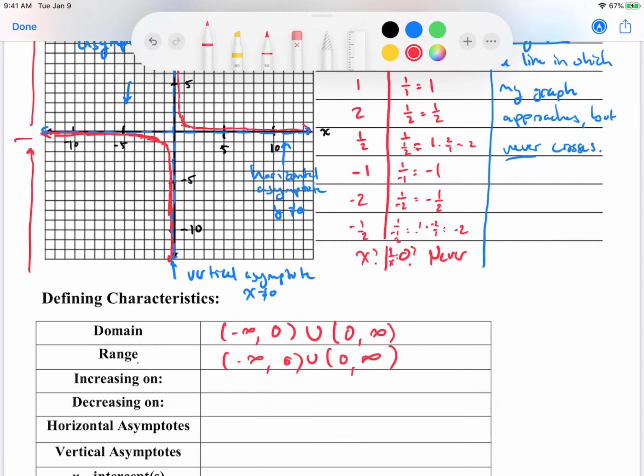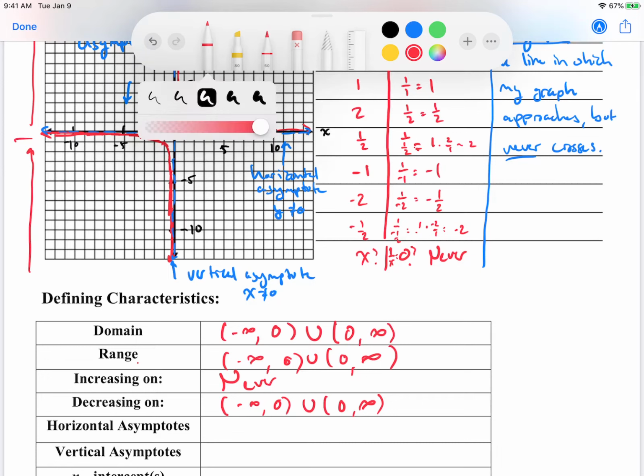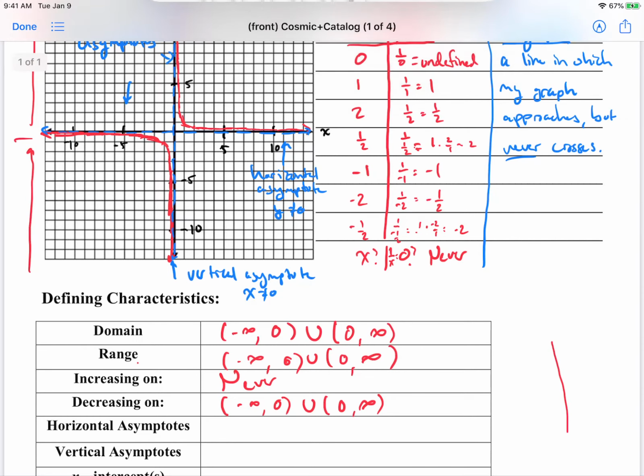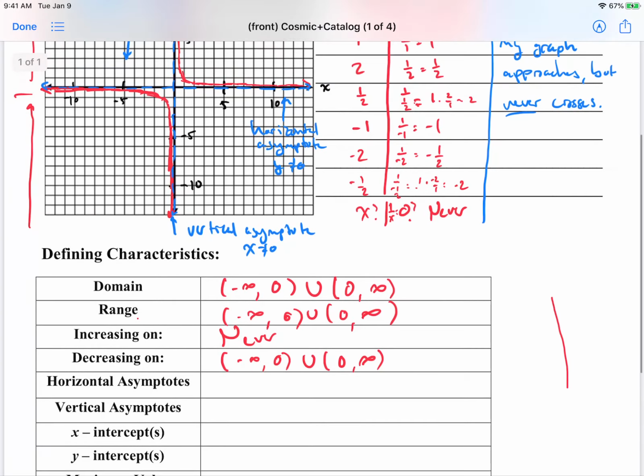Let's get rid of that ruler. Even though we have that break there, this thing is never increasing. It is decreasing from negative infinity to 0, and then once again from 0 to positive infinity. So it's decreasing essentially the entire time, but because of that asymptote, we can't just say it's always decreasing. Okay. Now, horizontal asymptotes.